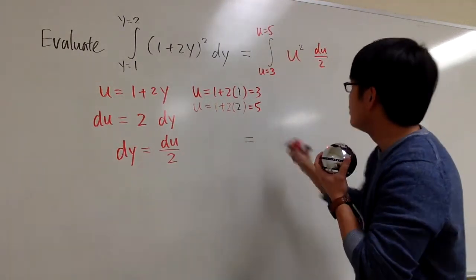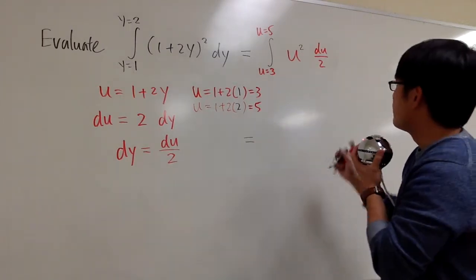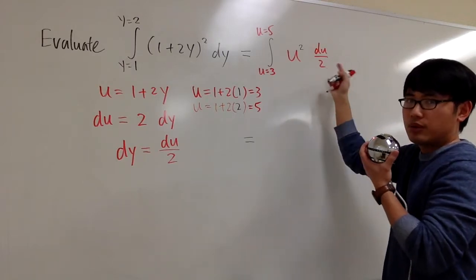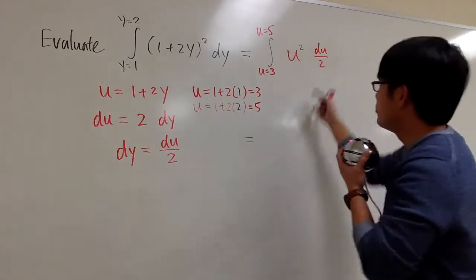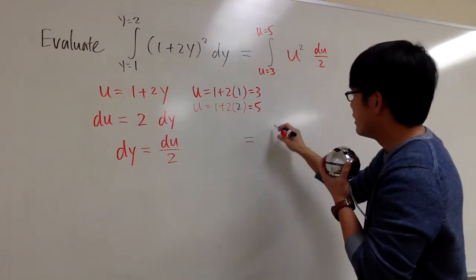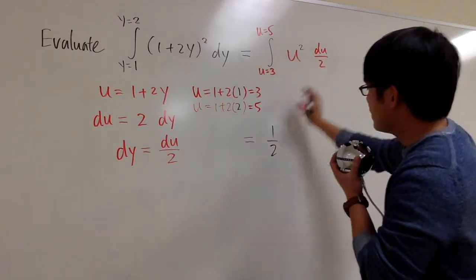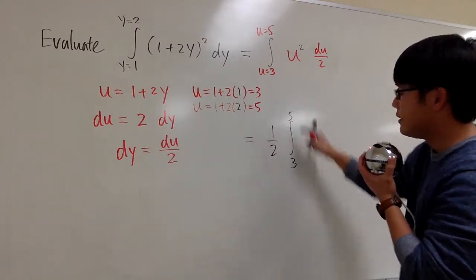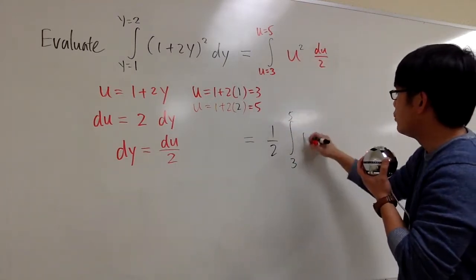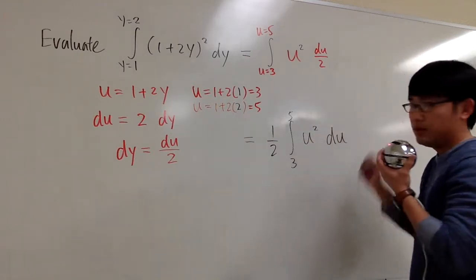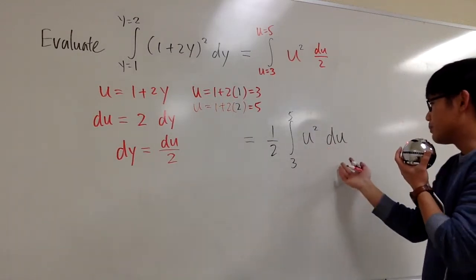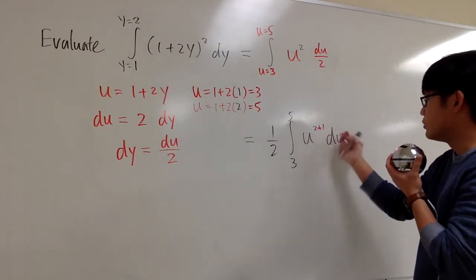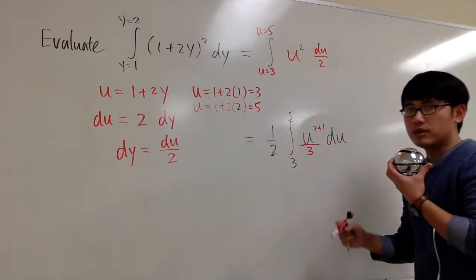And now we are ready to integrate. But before that, maybe we can look at this. This is du over 2. So I can take the 1/2 to the front of the integral, because that's just a number. This integral, I take the 1/2 to the front, and we have 3 to 5 in terms of u, and we have the u to the second power du. And now we can look at this part right here and then do the integration. I can just add 1 to the exponent. 2 plus 1 is 3, and then we divide it by the new exponent. We divide it by 3.